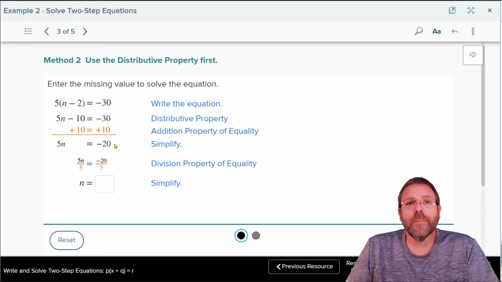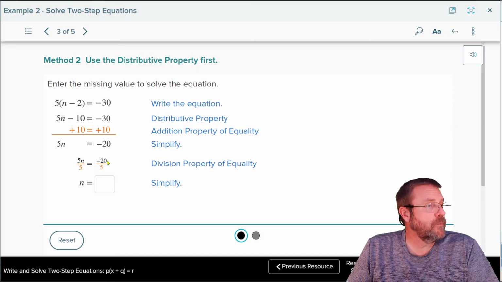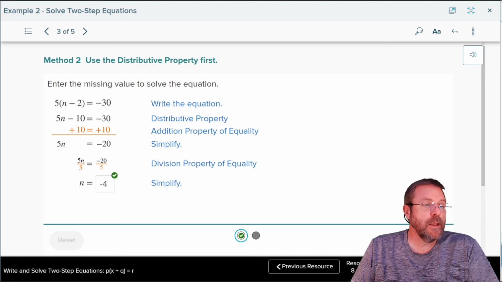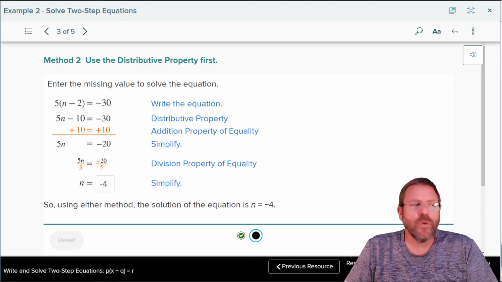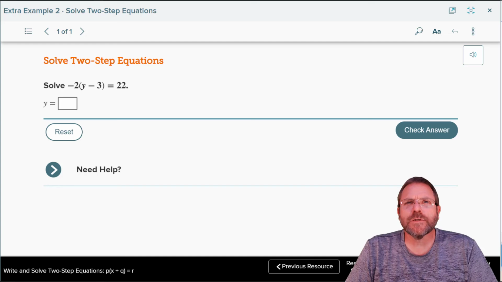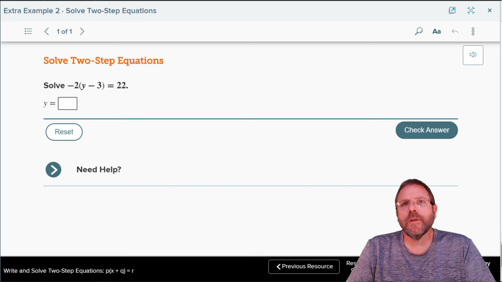You're going to undo multiplication and division by dividing by 5 on both sides. 5 divided by 5 is 1. 1 times n is n. Negative 20 divided by 5, that's going to give us the same negative 4 that we found the other way. Either way you work the problem, you're going to get the same answer of n is equal to negative 4. And now it's going to be your turn again. Solve this problem. Pause the video while you do it, and then let's see if you can get the right answer.